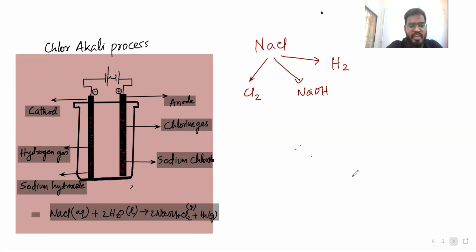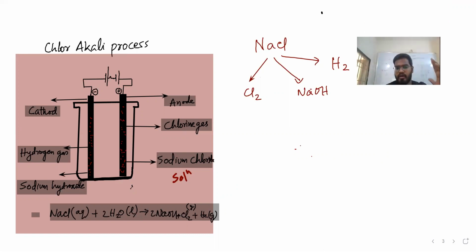One process there, that process name is the chloroalkali process. In this, we are taking one cathode and one anode. Sodium chloride solution, or we can say brine solution, we put there. And then we are passing electricity.